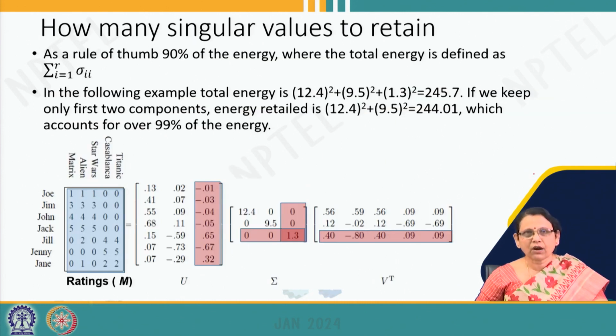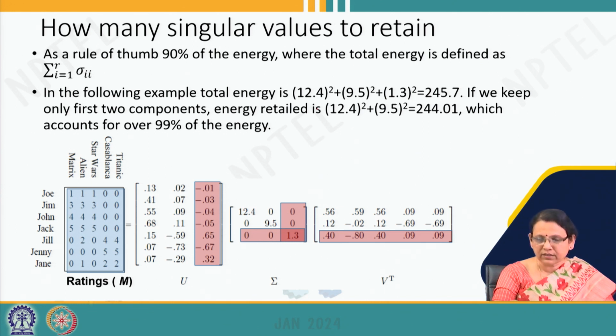Now the question is how many singular values to retain. Just like in case of our principal components, where we were trying to retain maximum variability possible, here also we try retaining as much energy as possible. So, how do you define energy? Here the total energy is defined to be the square of all these values: 12.4, 9.5, 1.3. This is the total energy.